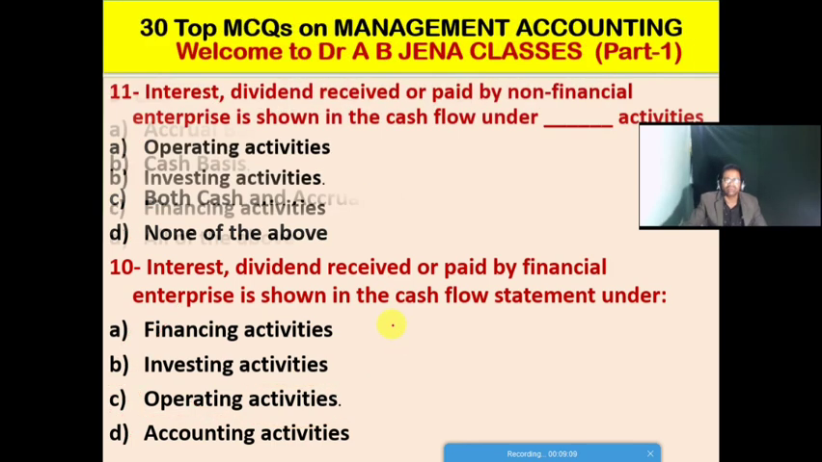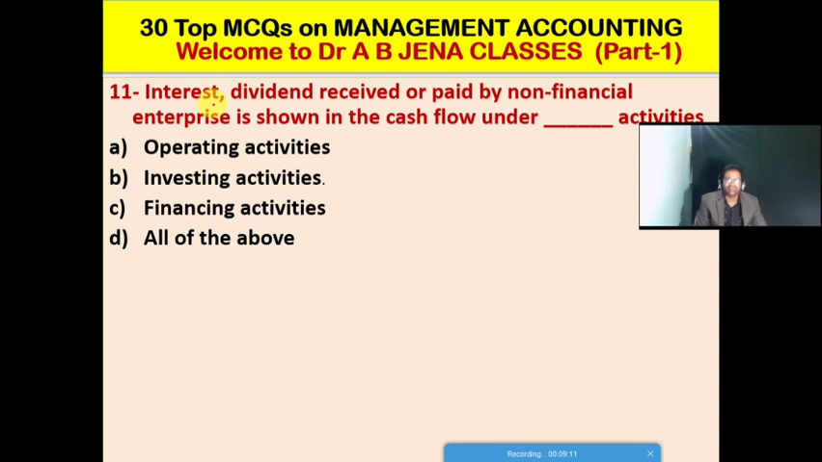So next MCQ. Interest and dividend receipts or payments by a non-financial enterprise are shown in the cash flow statement under which activities? A. Operating activities. B. Investing activities. C. Financing activities. D. All of the above. Friends, B is the right option for this MCQ. They are shown under the investing activity.